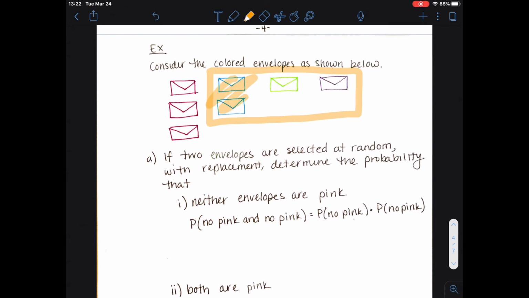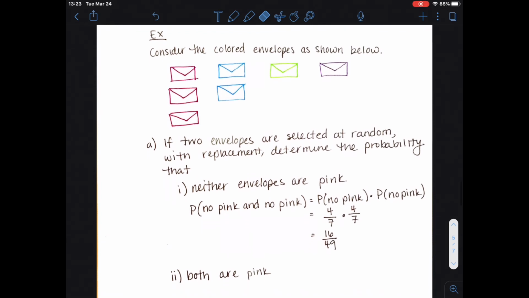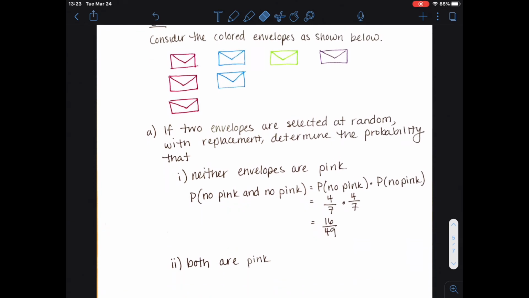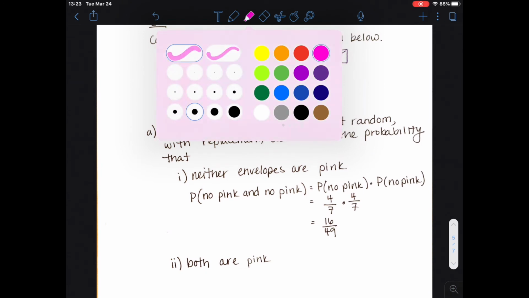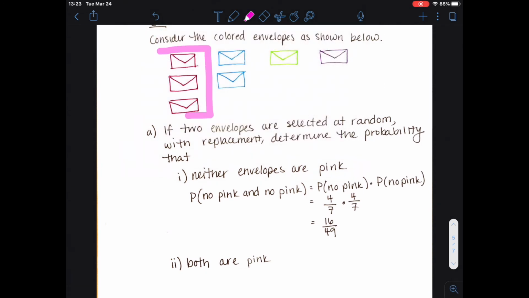So I'm going to select one of these cards, figure out what it is, and then I'm going to put it right back in the pile. So you have a 4 in 7 chance for the first draw not being pink, and the same thing for the second, because the card you picked is getting replaced. So when you multiply them together, the probability that neither envelope is pink is going to be 16 out of 49.